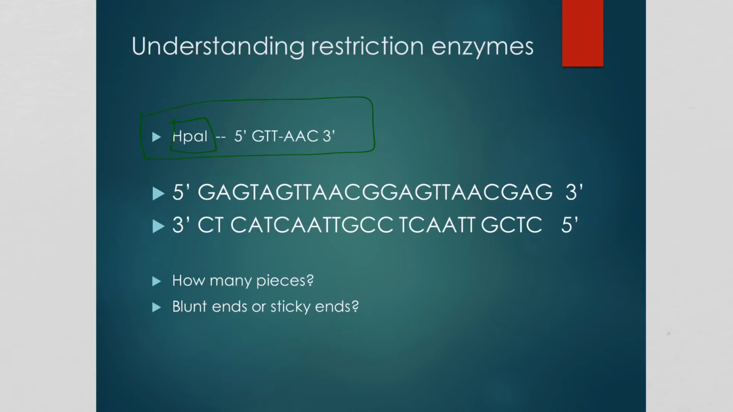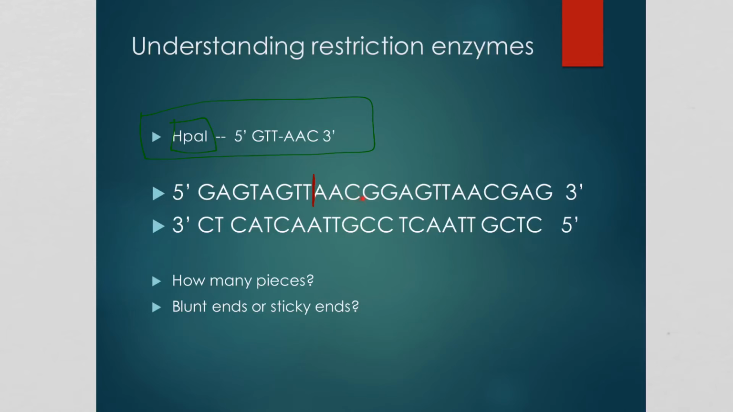I'm going to go ahead and read from 5 to 3, and I'm going to look for the sequence GTTAAC. Wherever I see that sequence, I know I'm going to make a cut between the T and the A. So let's go ahead and see if we can find it. GTTAAC. I found it right here. GTT, AAC. I cut between the T and the A. I'm going to make a cut right here on my DNA.